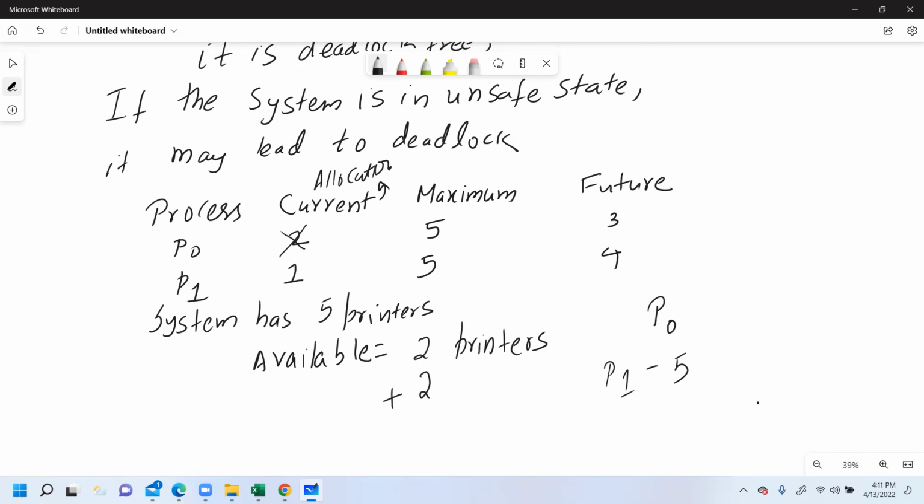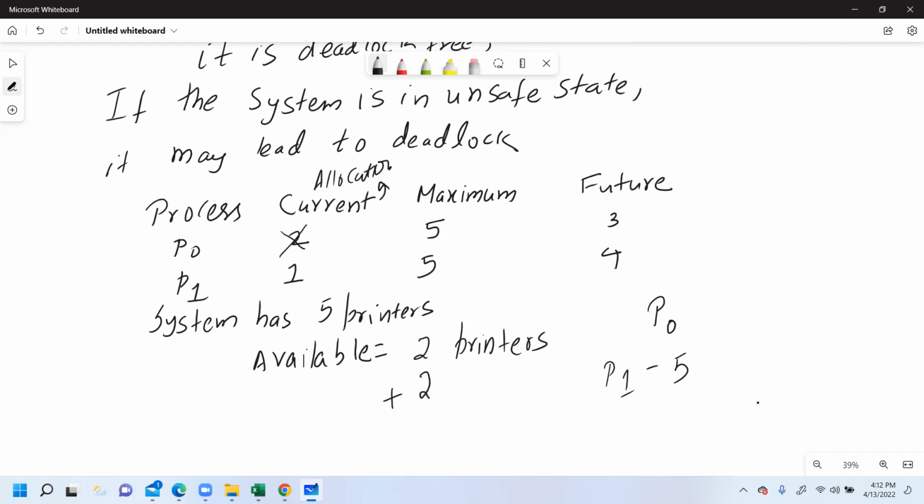I'm telling you, as a counterexample, that a system which is in an unsafe state can also be deadlock free, because it depends upon how the requests are arriving, when the process is releasing the resource, and when the process is demanding that resource. Is that clear? An unsafe system doesn't mean that it is going to lead to a deadlock. Any questions?